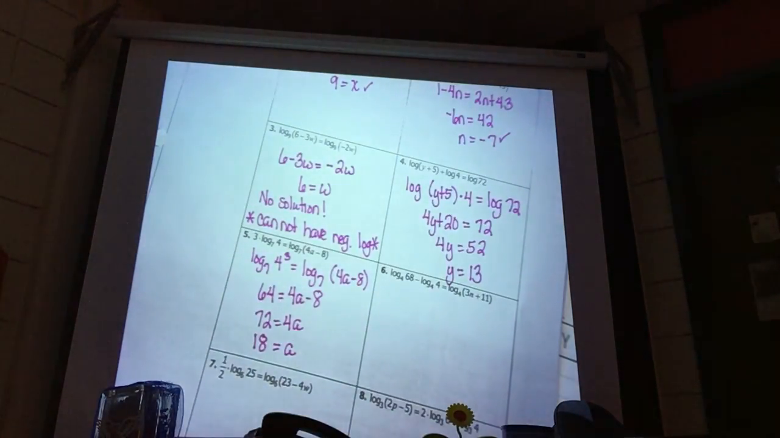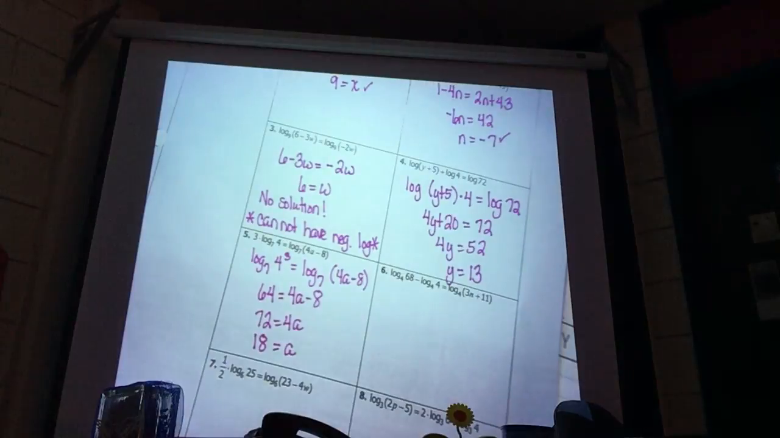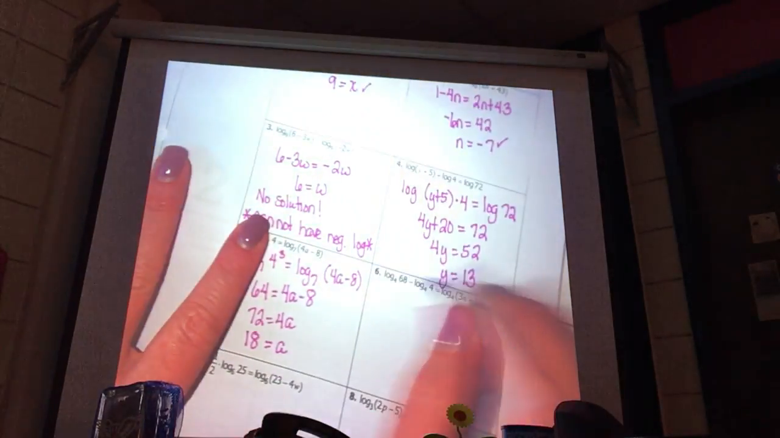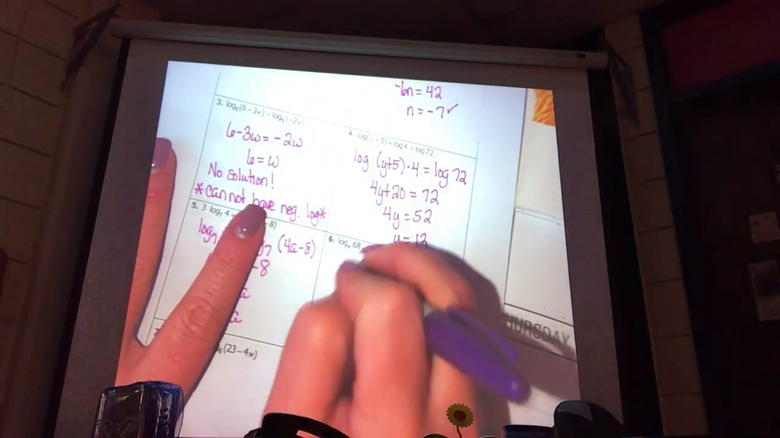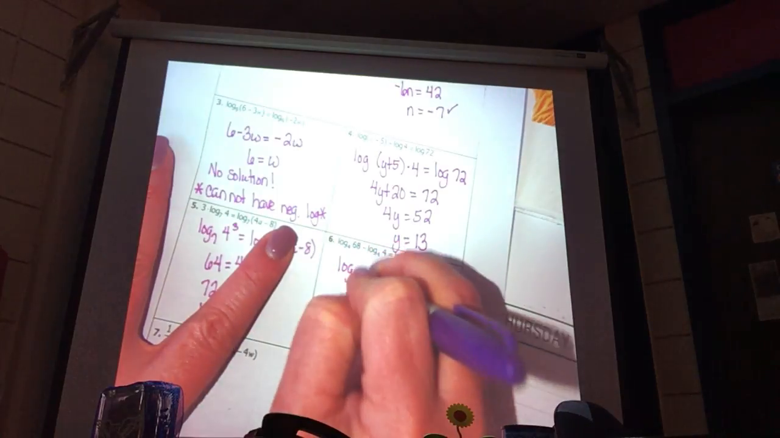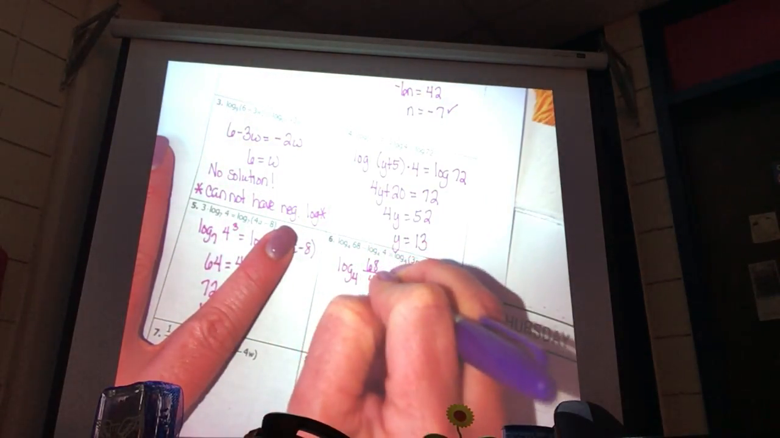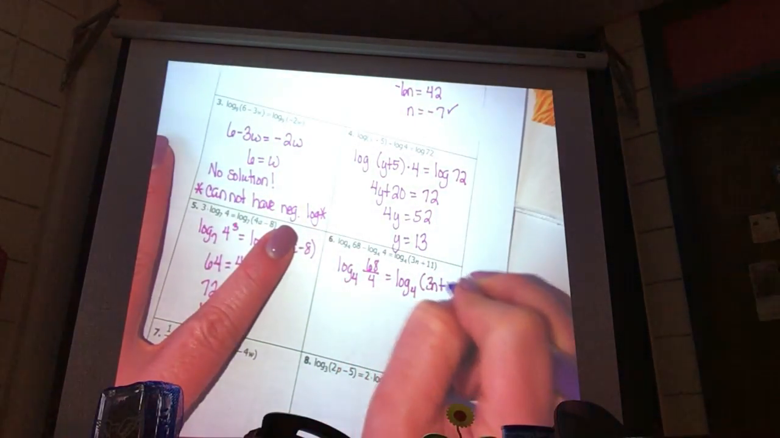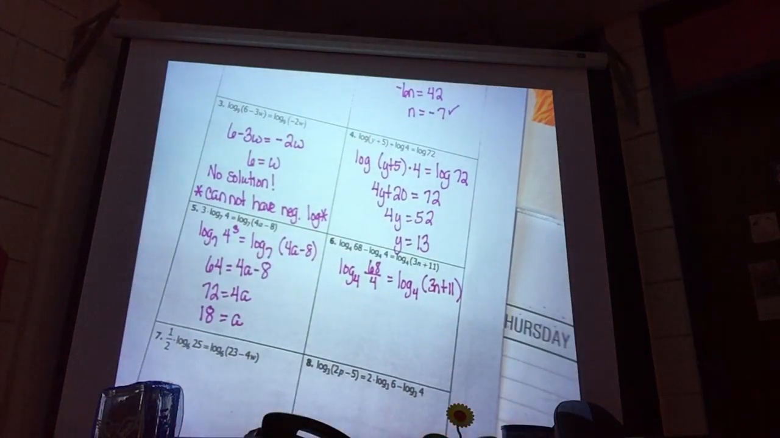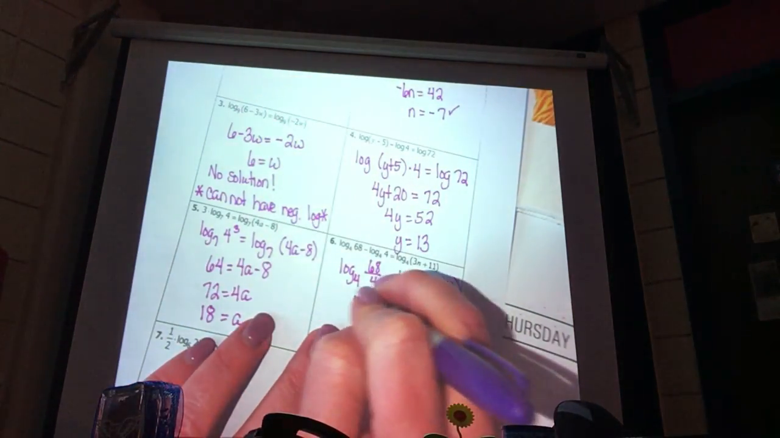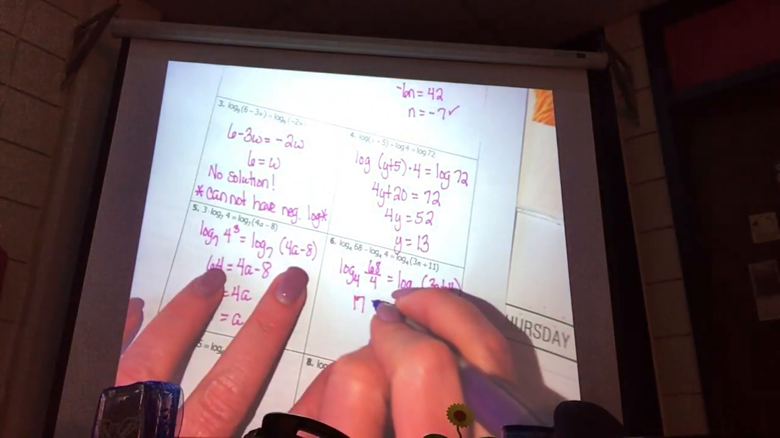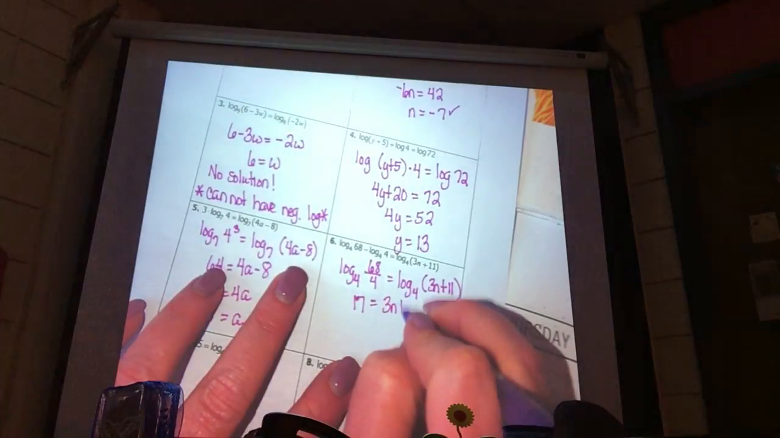All right, what kind of property am I using for number 6? If I'm subtracting, what do I do? I divide. So I have log base 4 of 68 divided by 4 is equal to log base 4 of 3n plus 11. What's 68 divided by 4? Does everybody see how I'm using my properties? And that is equal to 3n plus 11.